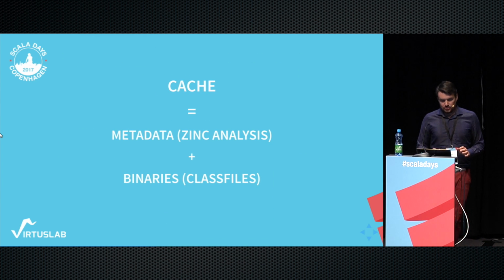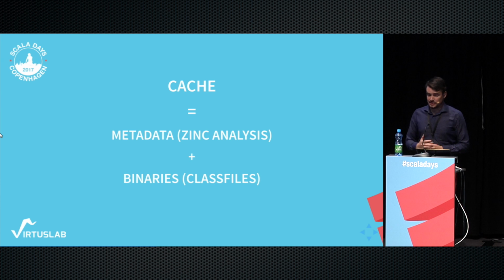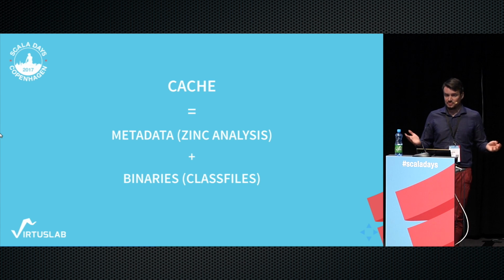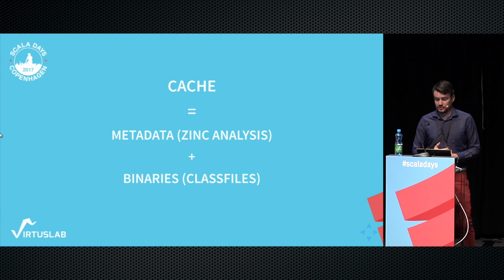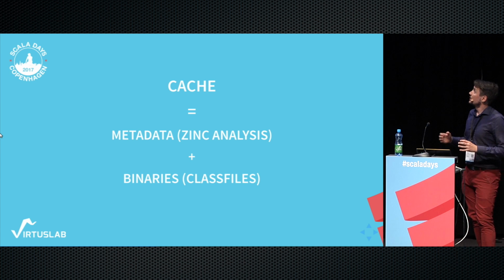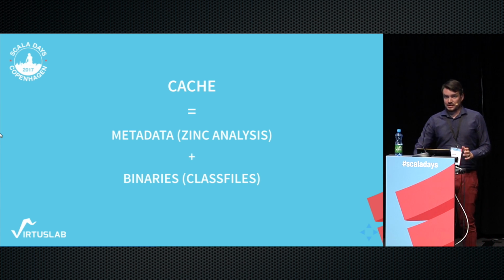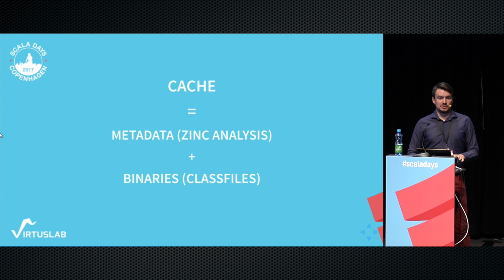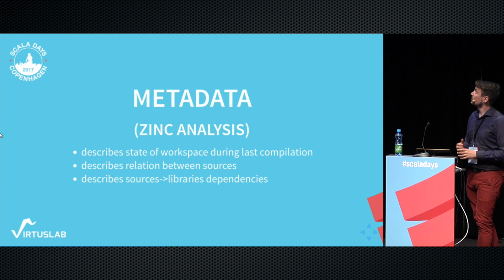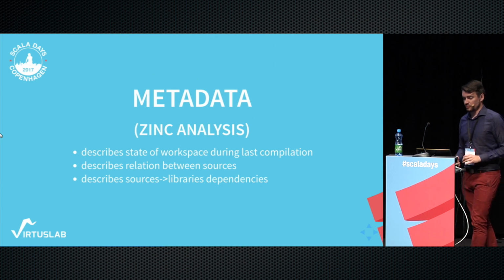I said a lot about cache, but what exactly is the cache? It's two things: binaries, so class files, nothing more to say about that, just zipped class files, and the metadata, which is a transformed Zinc analysis. And I don't know if you know how Zinc or the SBT incremental compiler works. Yeah, this is what I expected. So this metadata is the key for all this.